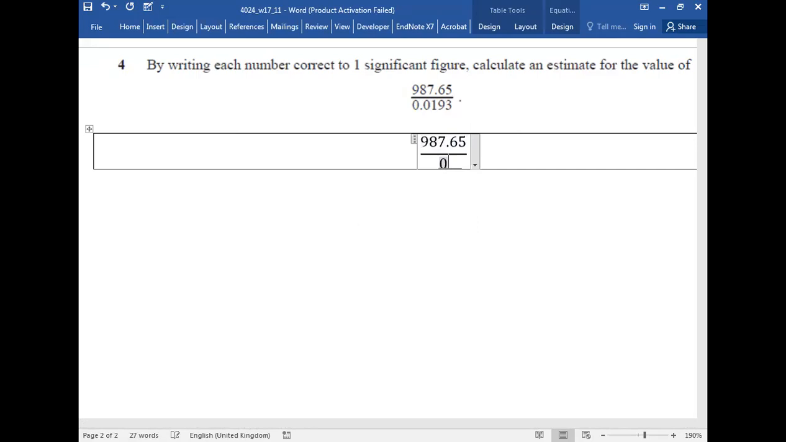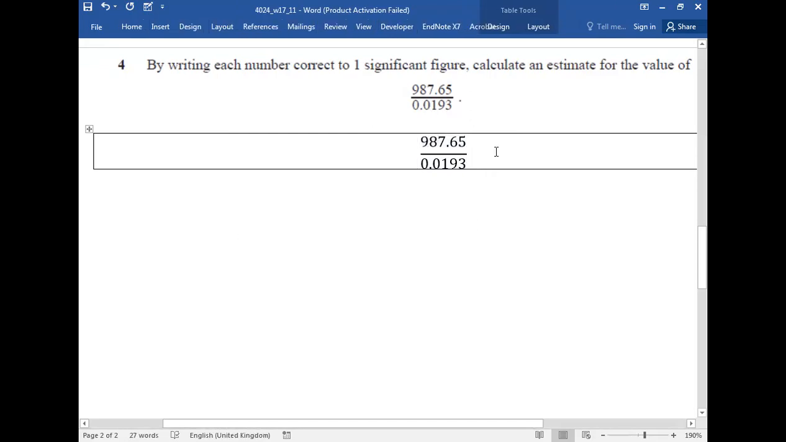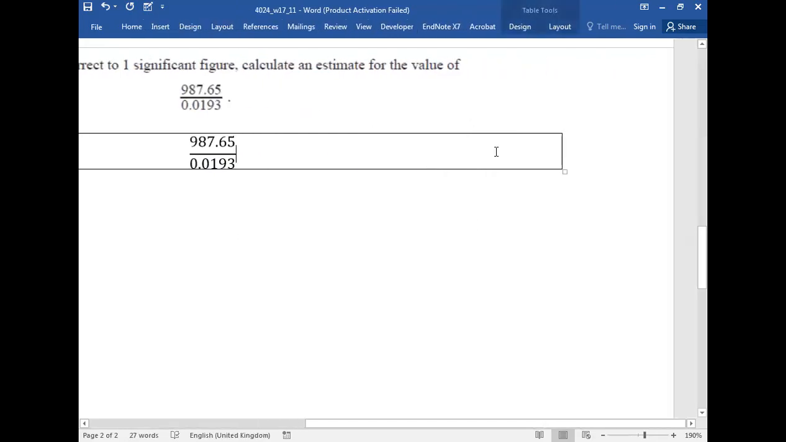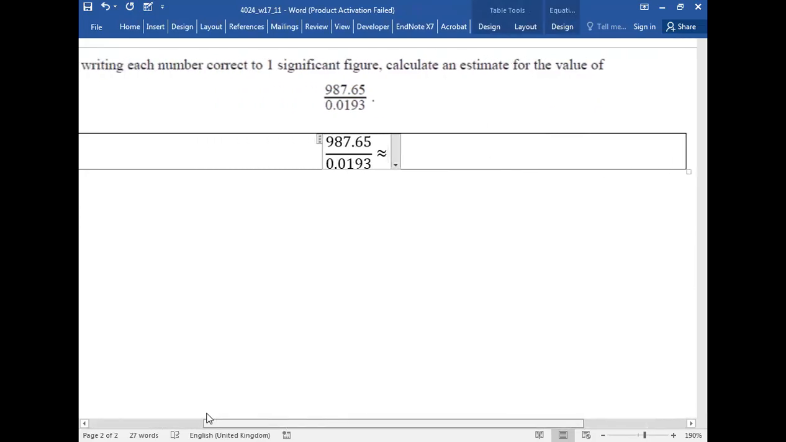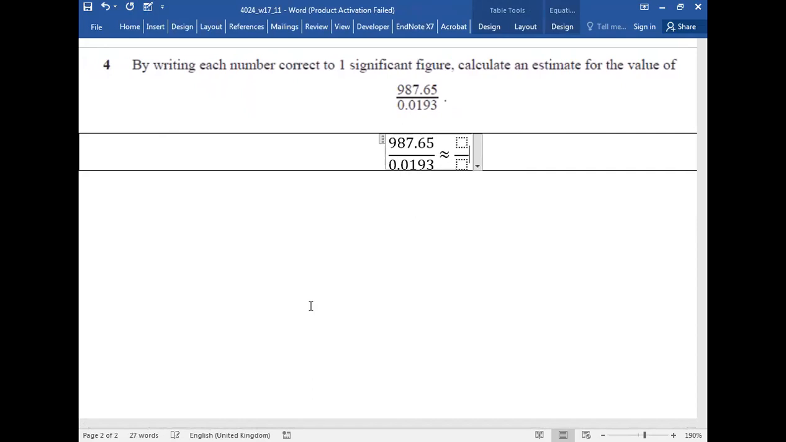987.65. The question says to write each number correct to one significant figure. Which is the first one? This 9 is the first significant figure. So if 8 comes after it, I'm rounding it off, and this will become 1000. The place value changes a little. 9 rounds off to 10, and this becomes 1000.